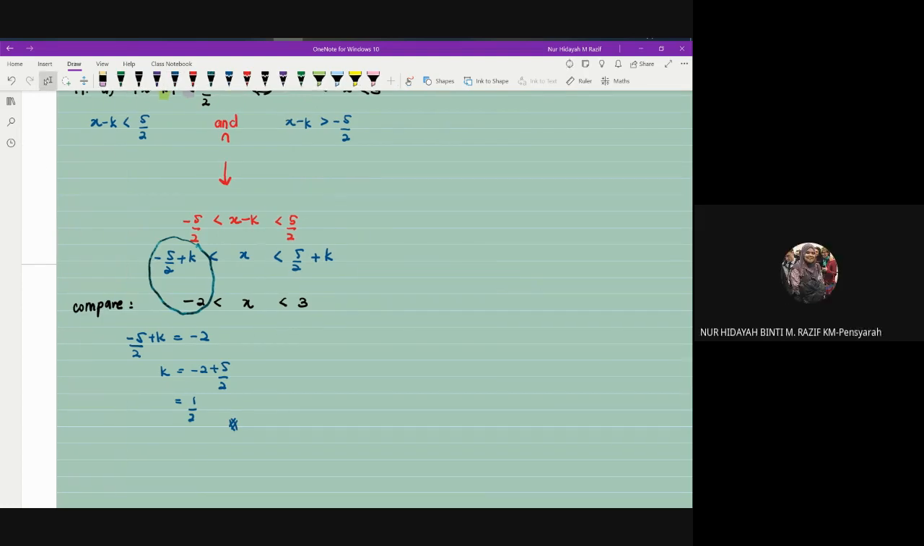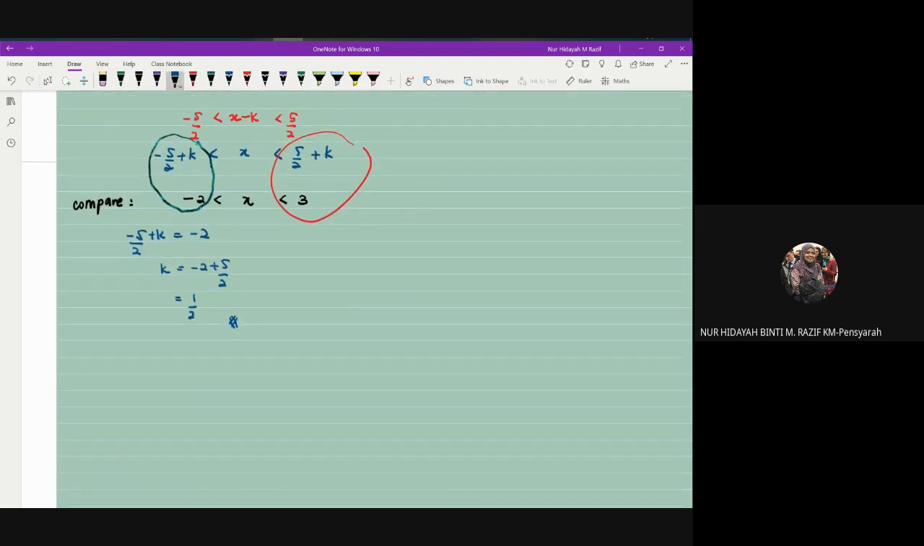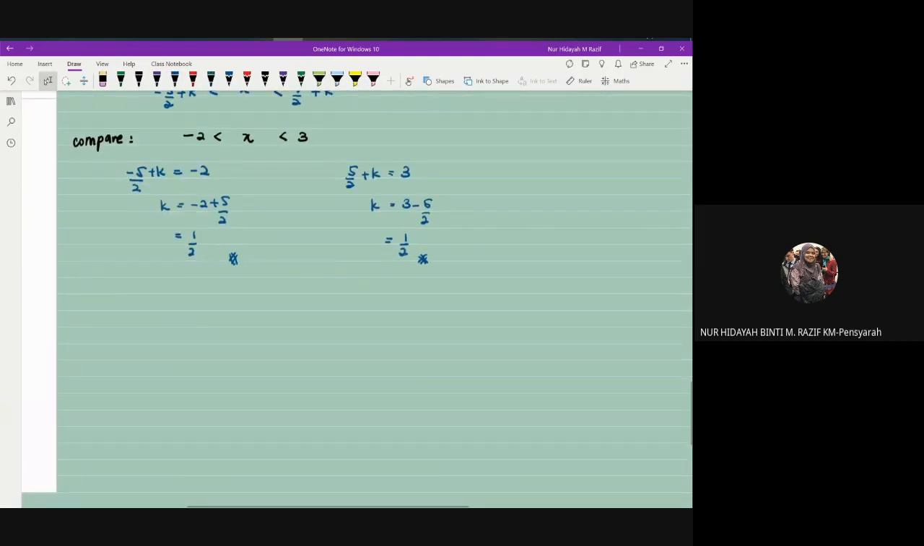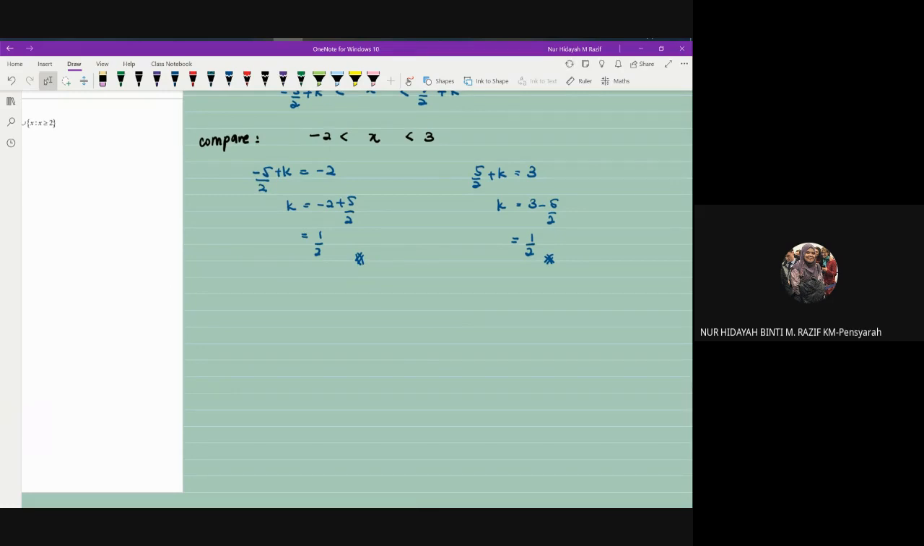Betul. Okay, so what if saya compare yang ni pula? Tak payah buat dua-dua ni, saya nak tunjuk. If I compare this one, I'm going to have 5 over 2 plus K, that is equal to 3. So dari situ boleh cari nilai K, K is equal to 3 minus 5 over 2. So 3 tolak 5 per 2, that is still 1 over 2. And I've proven to you, since those two statements are equivalent, I compare any one of those two, saya akan dapat tetap jawapan yang sama, iaitu K is equal to 1 over 2. Jelas? So jawapan akhirnya K sama dengan 1 per 2.